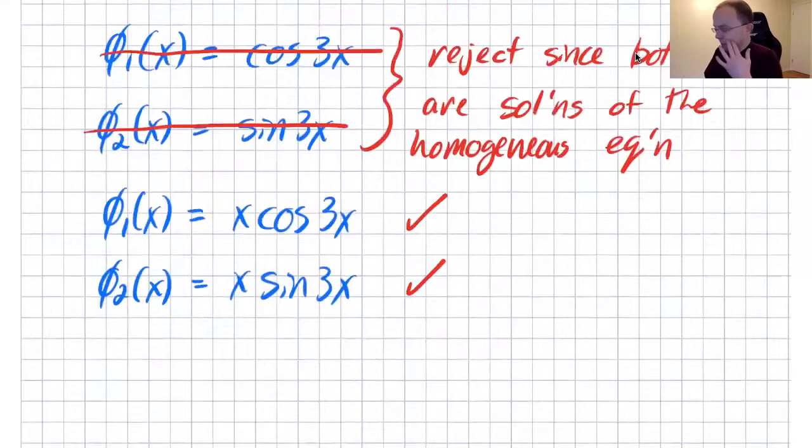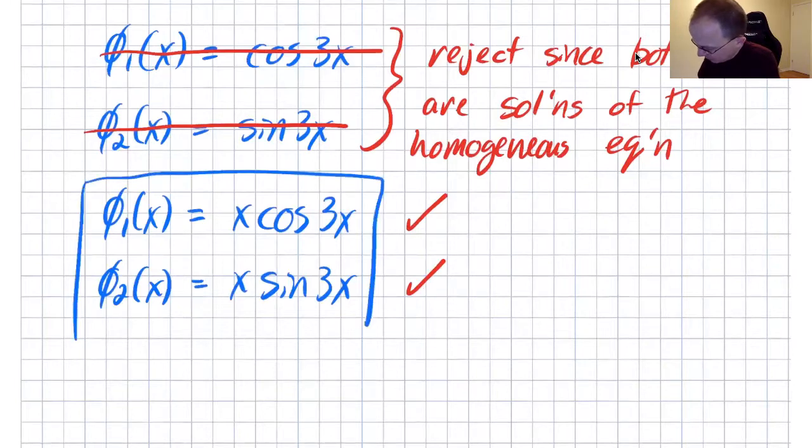If you ended up proceeding with things that were solutions of the homogeneous equation, you may be in a situation where you're not able to satisfy the differential equation. And then that'll tell you that you've maybe forgotten about this step. Okay, so there we have it.